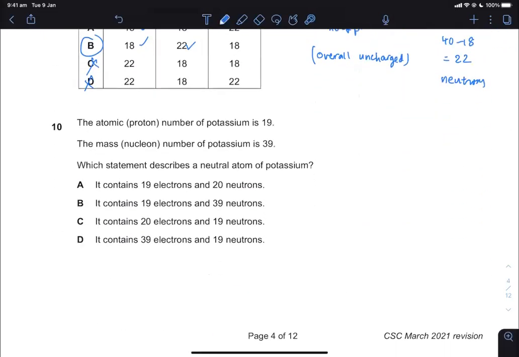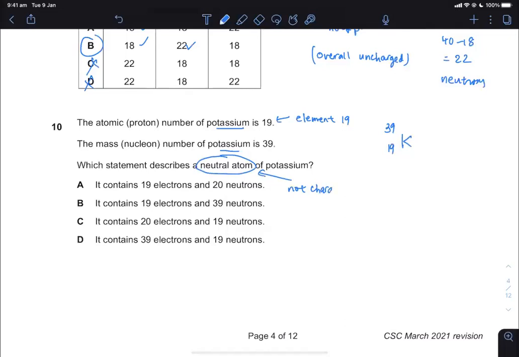Last but not least in this question, potassium. Potassium is element number 19. So there's the identity of that particular element. The symbol is K. 19 is the proton number. I'll put it on the bottom left-hand side because I'm not writing the periodic table. 39 is on the top left-hand side. Now I have a neutral atom. Neutral atom meaning not charged.